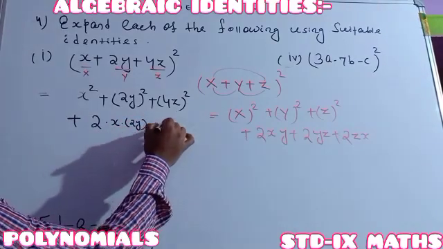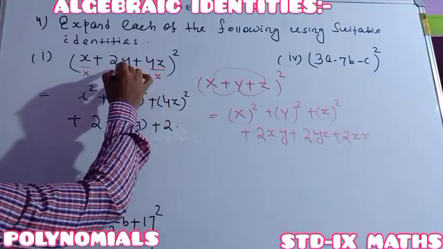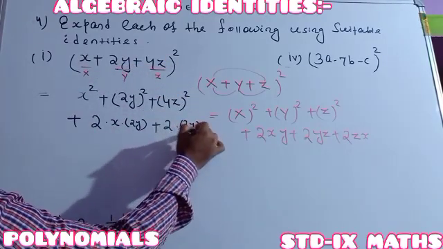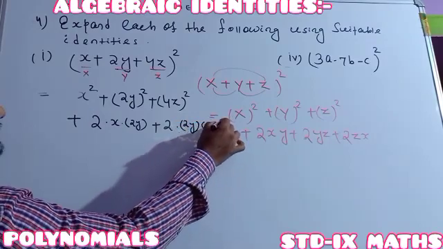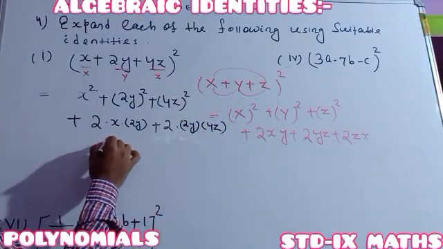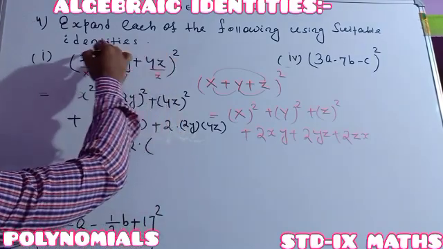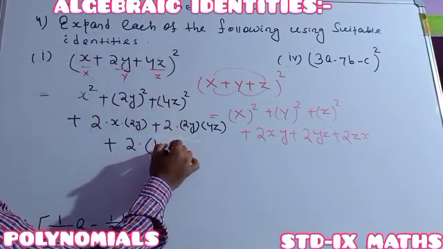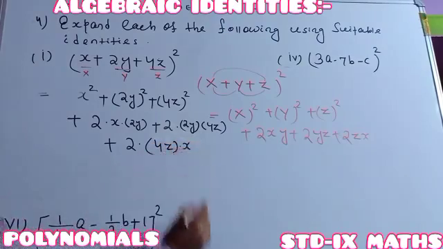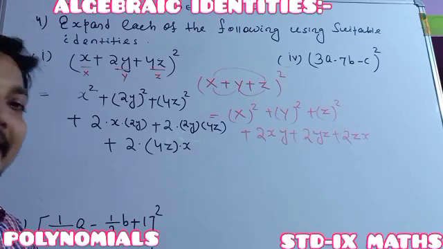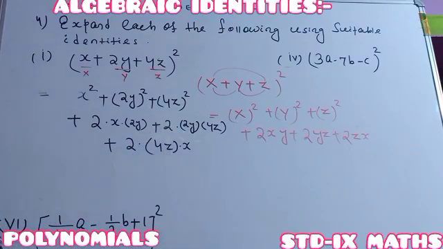Next one is 2 into the product of the second and third. Second is 2y and third is 4z. And the last one is 2 into the product of the last and first. Last means 4z, here it is x. So this is the step by step we are doing. Whenever you become acquainted, you can write directly without writing this step also.